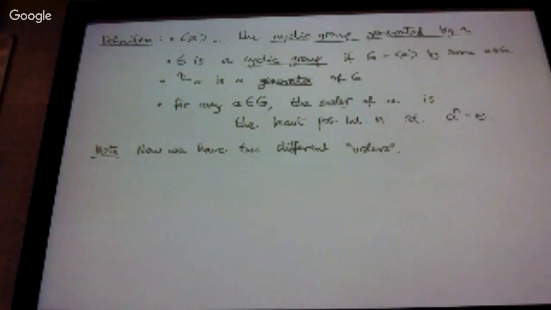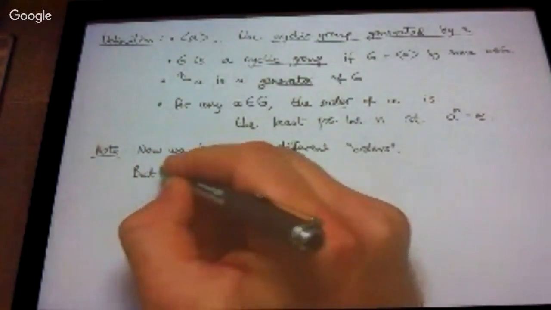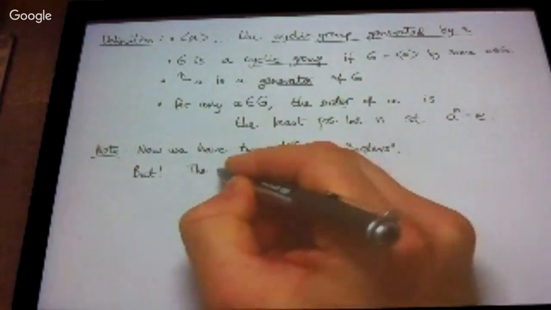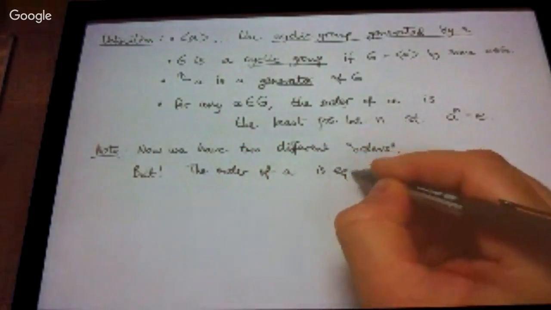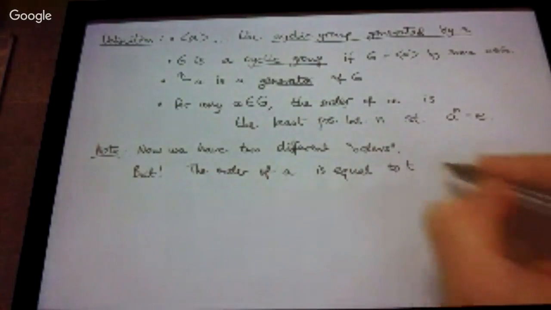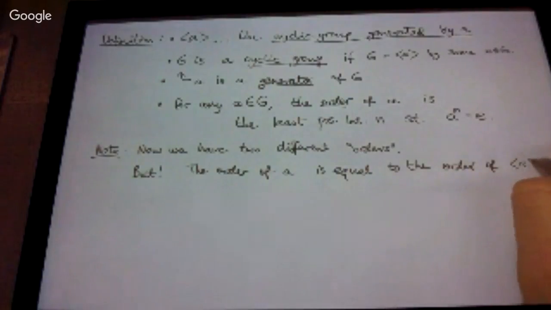Now they can easily be reconciled because the order of A is equal to the order of the group generated by A. The order of the generator is the same as the order. Right, the order of A is equal to the order of A, when you say it like that.